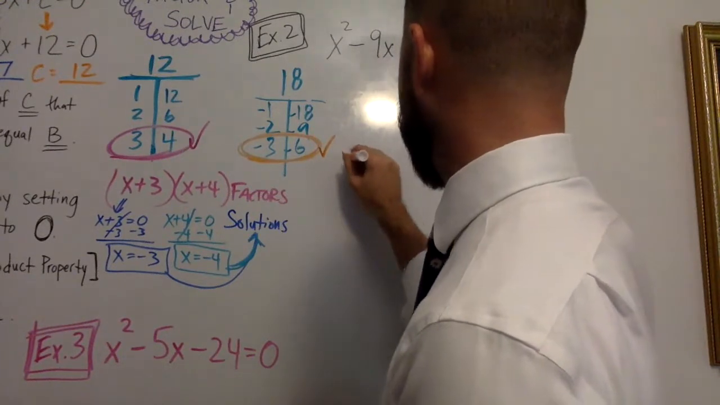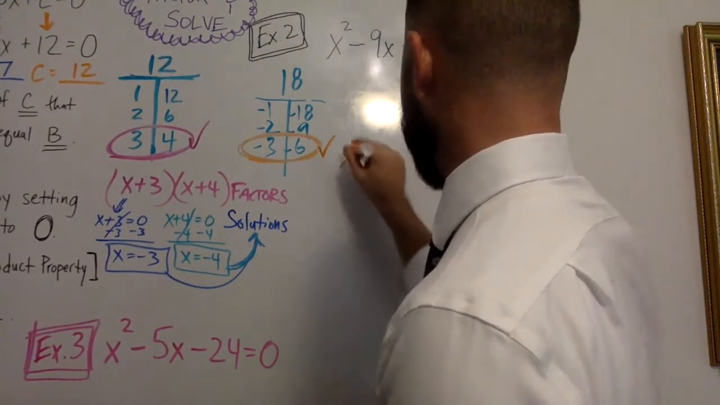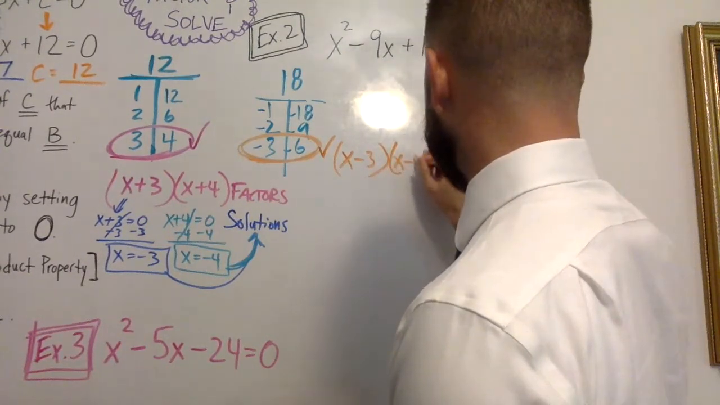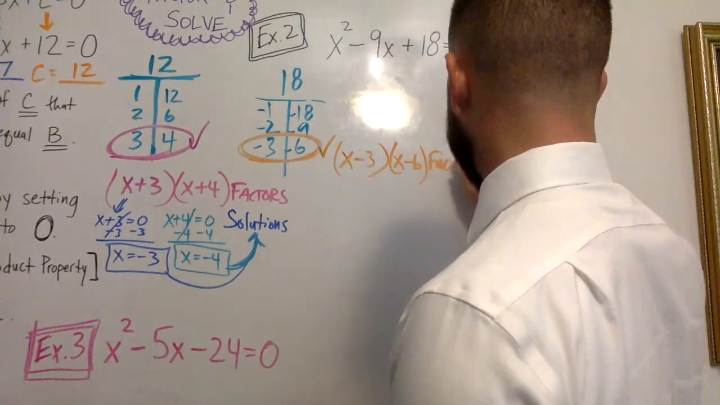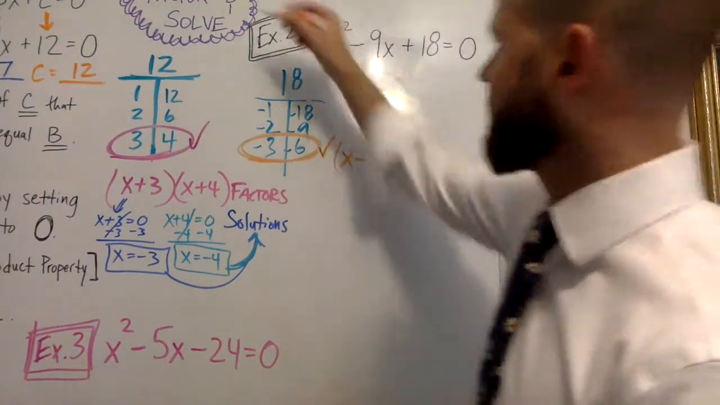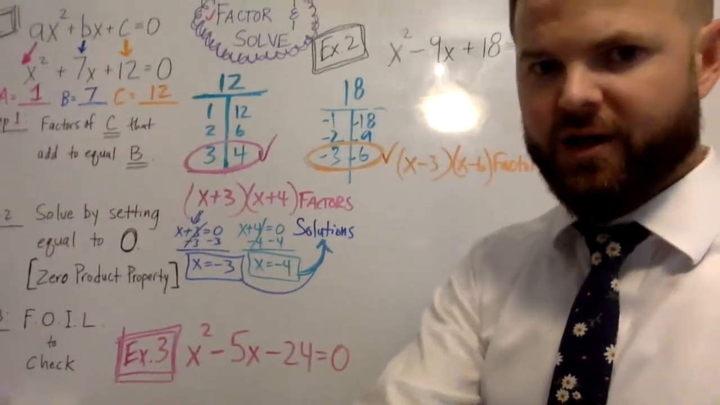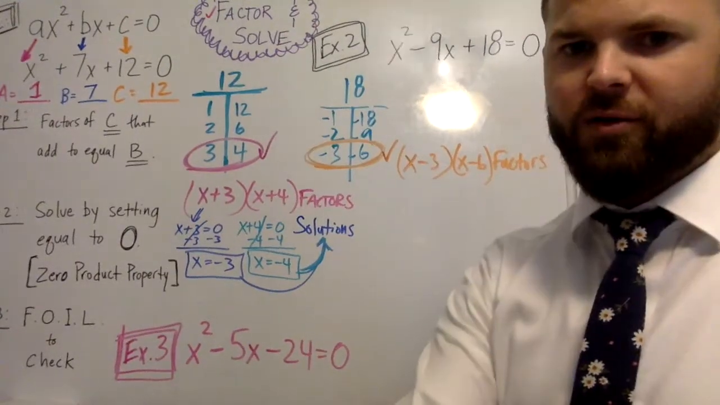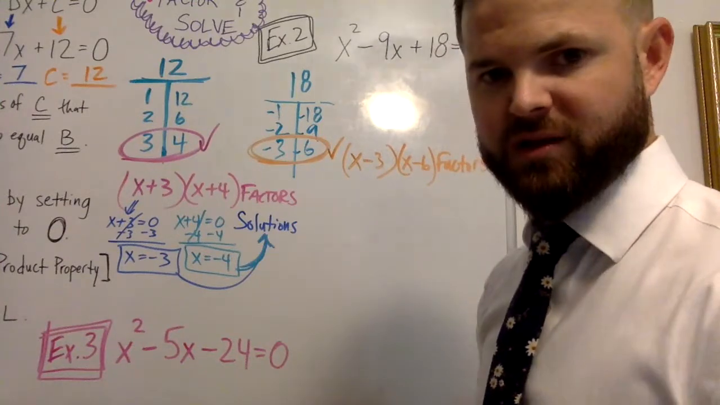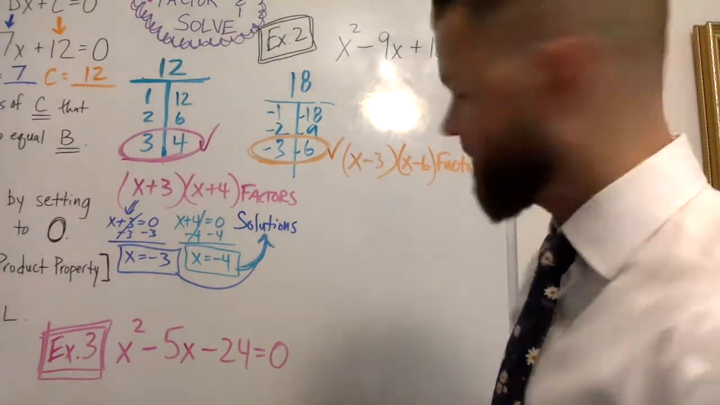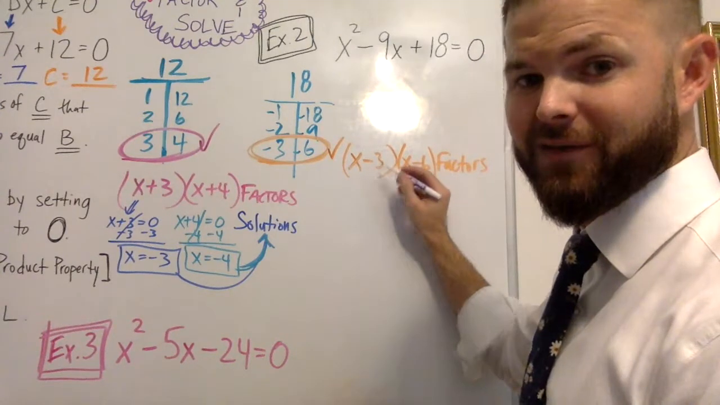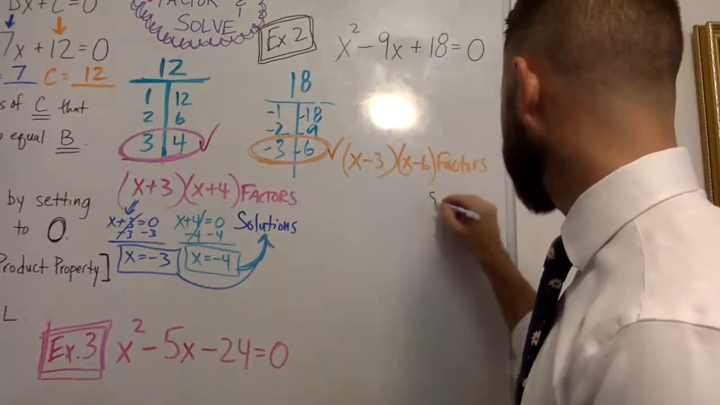So I've got an x - 3 and an x - 6. These are my factors, I found them. It says factor and solve at the very top. We factored it, no problem. Now we've got to solve these. Let me give you a little cheat code to speed this up. Whatever sign and number are in the parentheses, if you change that sign, that's your solution.